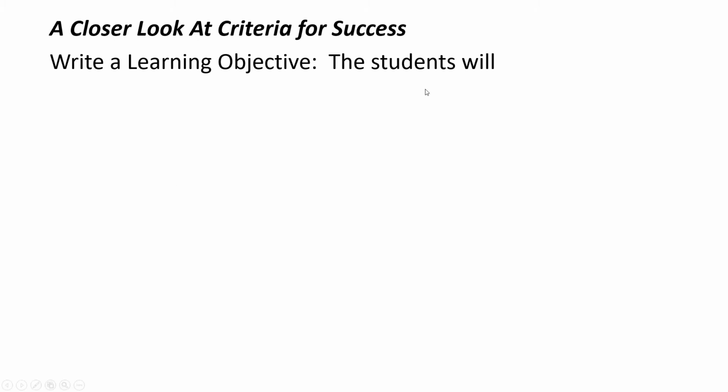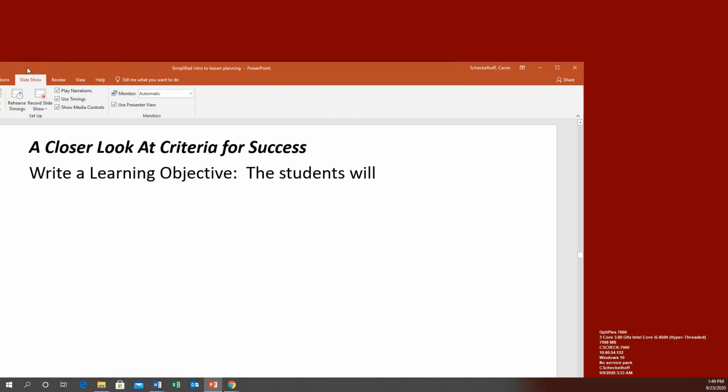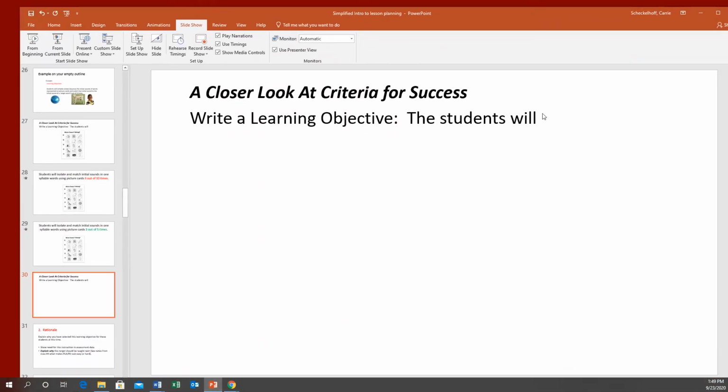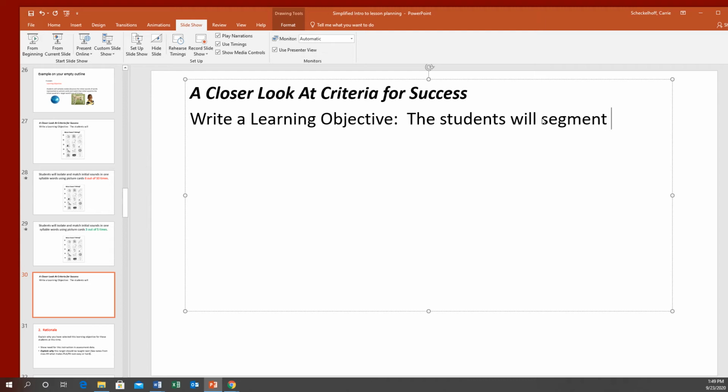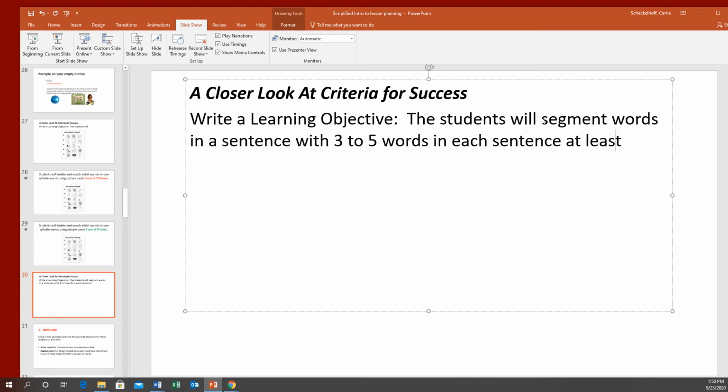Okay, hopefully you did stop the video. And so what this could be is, what were we doing? Were we blending, segmenting, isolating, substituting? Students will segment words in a sentence with 3 to 5 words in each sentence, at least 3 out of 5 times.